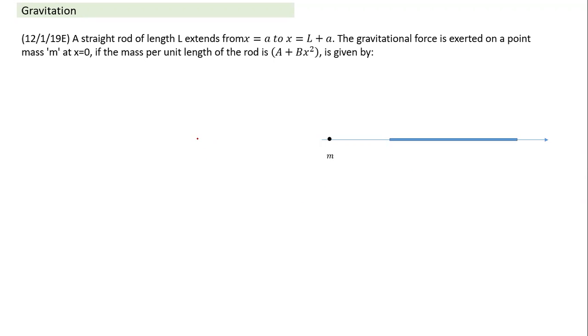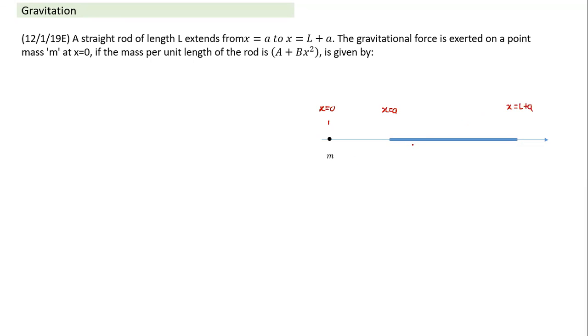Okay, now come to this, which is also a past-year question. What is given here? A straight rod of length L extends from x equal to A to x equal to L plus A. And we need to find the gravitational force this rod exerts on a point mass M at x equal to 0. So let's see. This point is x equal to 0, this is x equal to A, and this end is x equal to L plus A. Of course, the length becomes L.